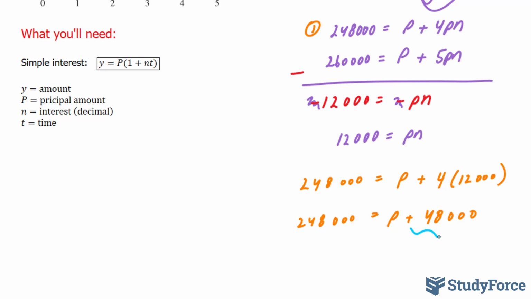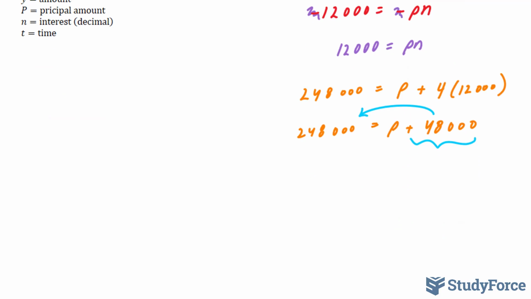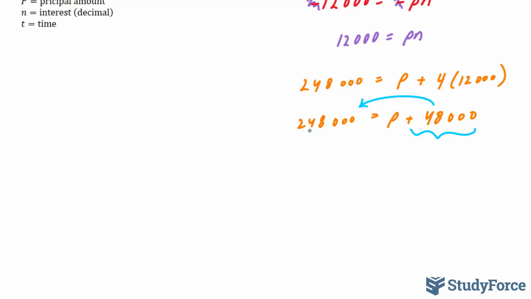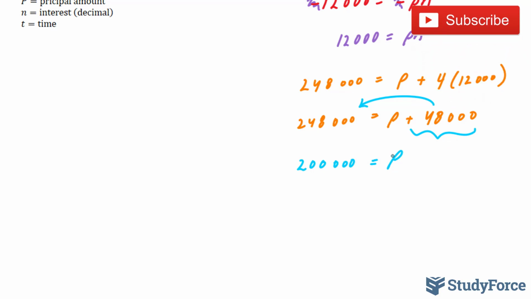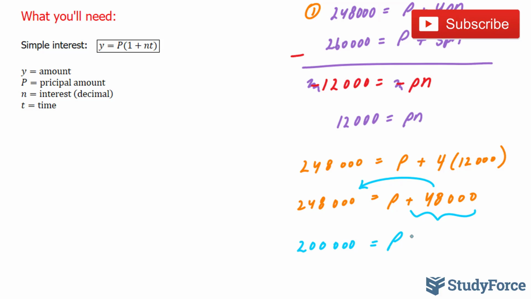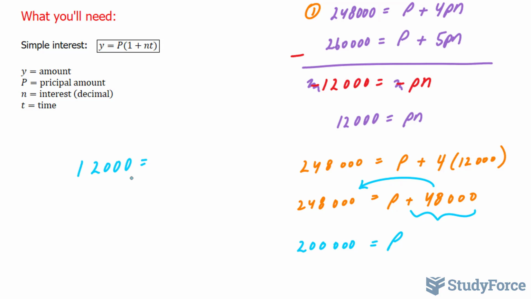Bringing this term over so I can collect like terms, I end up with 248,000 minus 48,000, which is equal to 200,000. This is the amount of money that this person invested 4 years ago. Now, to find the interest, all we have to do is substitute this value into this equation, namely into the P. Look what happens. 12,000 is equal to 200,000 times N. I've replaced this P with this number.